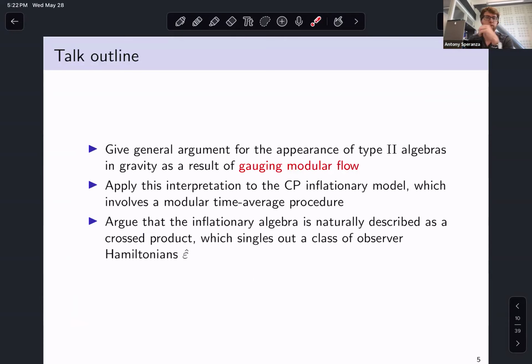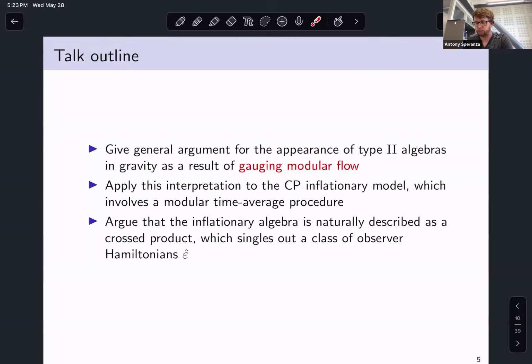So the things I want to go over: before I discuss this inflationary model, I wanted to give a few more ideas or intuitions for why these type 2 algebras are coming out. I think an interesting way to think about why you're getting these traces comes from doing a procedure where you're gauging modular flow. I want to explain what that means and then argue that that's why you're getting traces. It should be fairly intuitive why that procedure gives you a trace on the algebra.